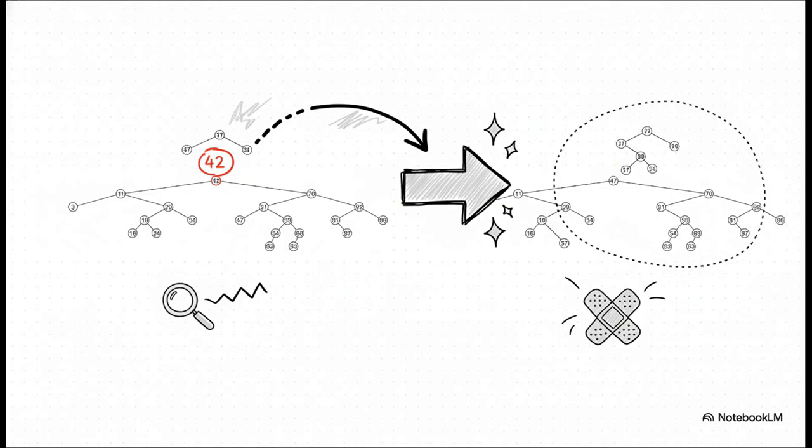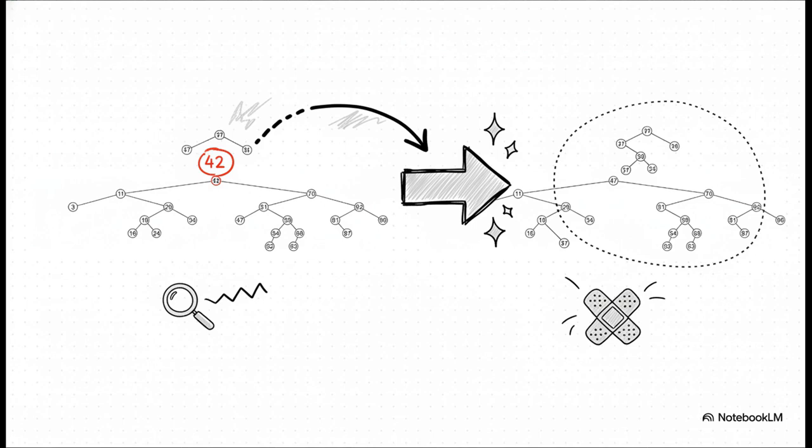And the solution is actually super elegant. To get rid of a node with 2 children, like our root node 42 here, we need a stand-in. And the perfect candidate is its successor, which is just a fancy way of saying the very next biggest number in the entire tree. In this case, that's 47.